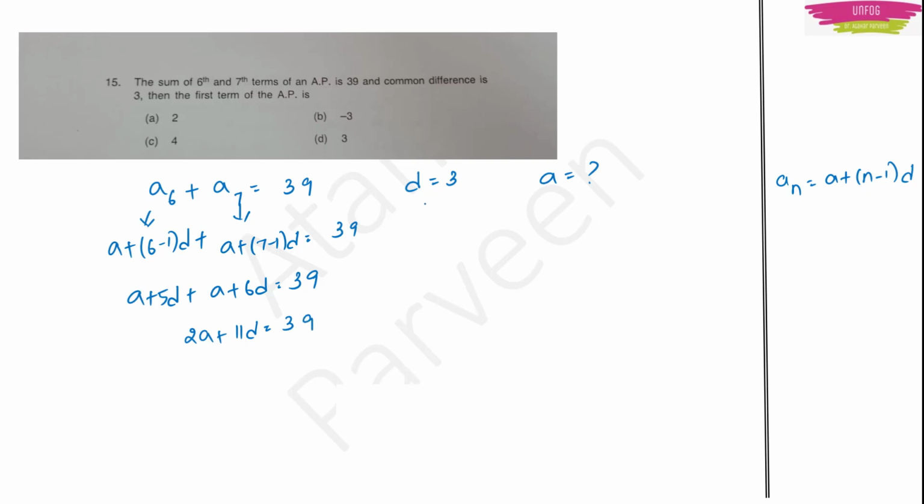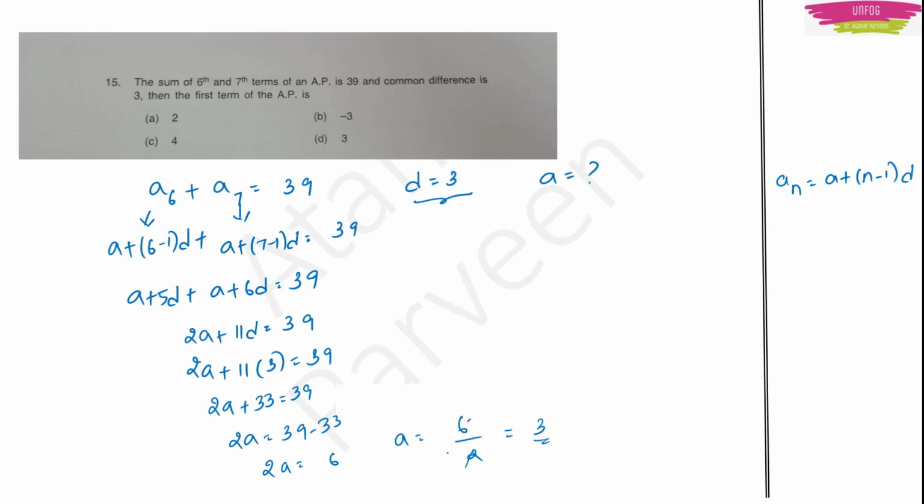This we have. But D is 3, right? They have given. So I can substitute it here. 11 into 3. This is equal to 39, or 2A plus 33 is equal to 39, or 2A is equal to 39 minus 33. Sorry, it is not 36, it will be 6, right? 39 minus 33 will be 6. So A will be equal to 6 upon 2, or it is 3. So option D will be the right answer.